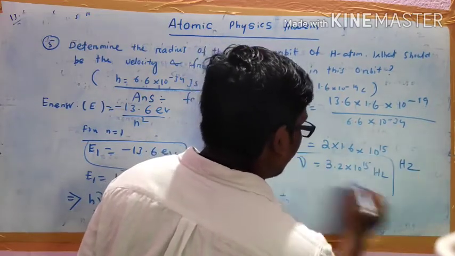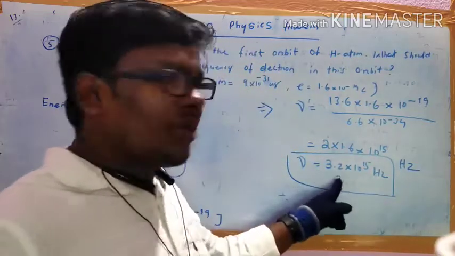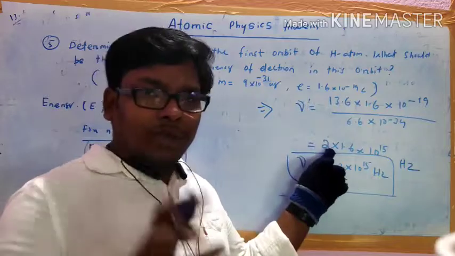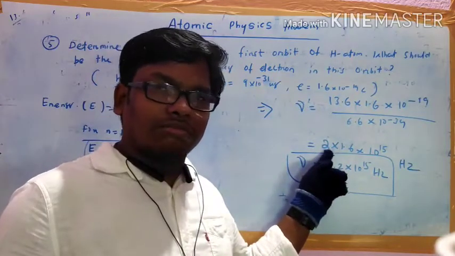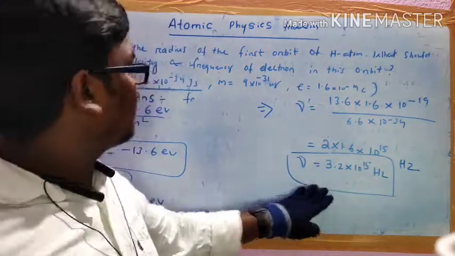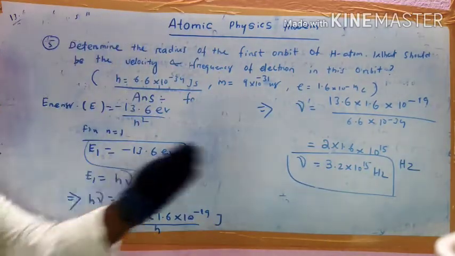This is our nu. This answer will vary slightly and it is manageable. Okay, I have not taken the fractional value. Clear? So you can take this answer. This is my frequency answer.